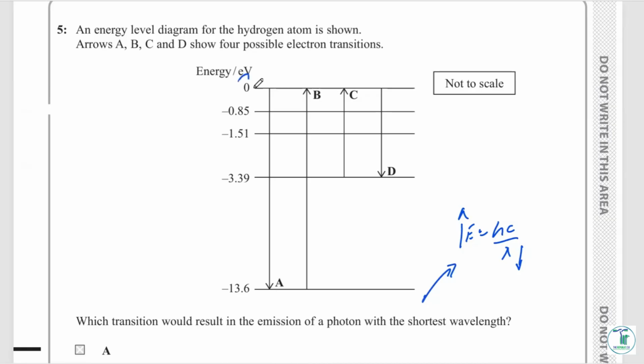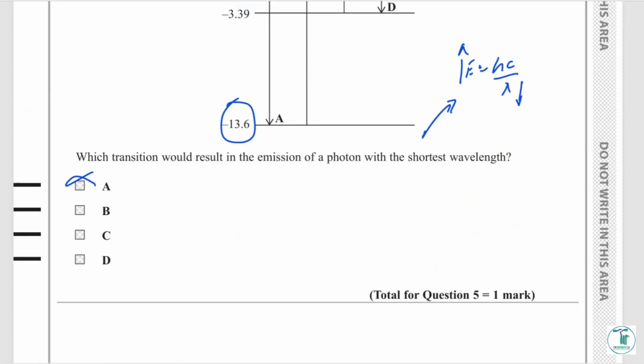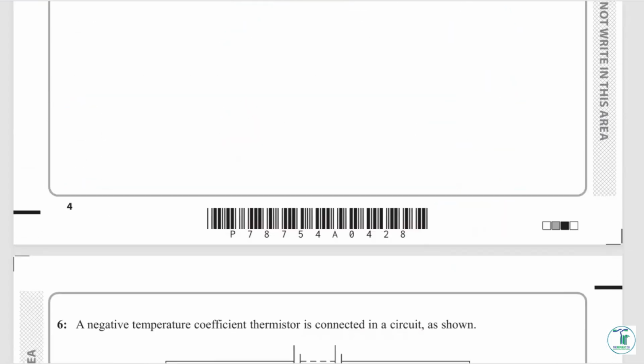So you can see that 0 is the highest energy level, minus 13.6 the lowest energy level. So only in this transition, the photon emitted by the light would have the maximum energy. That is why the transition with the shortest wavelength would be A, right? Because it has the highest energy gap.